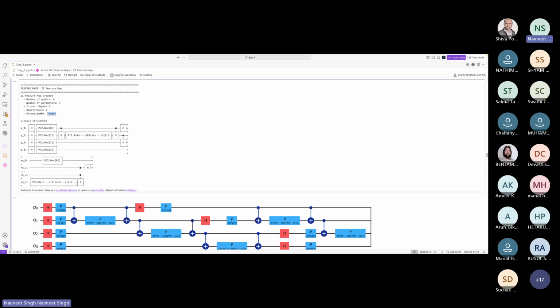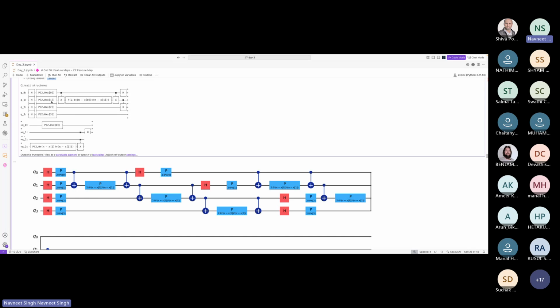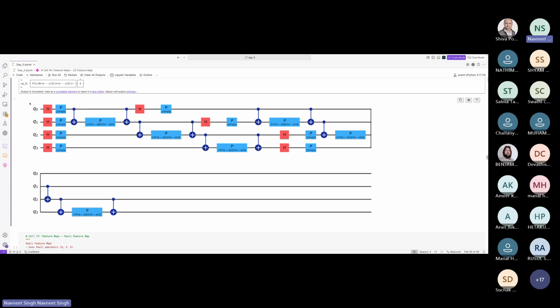Finally, we decompose the feature map into basic gates and draw it. So you can see this is our ZZ feature map, and this is converting our classical data into a quantum state with entanglement. And later in the code, we will use this particular part.